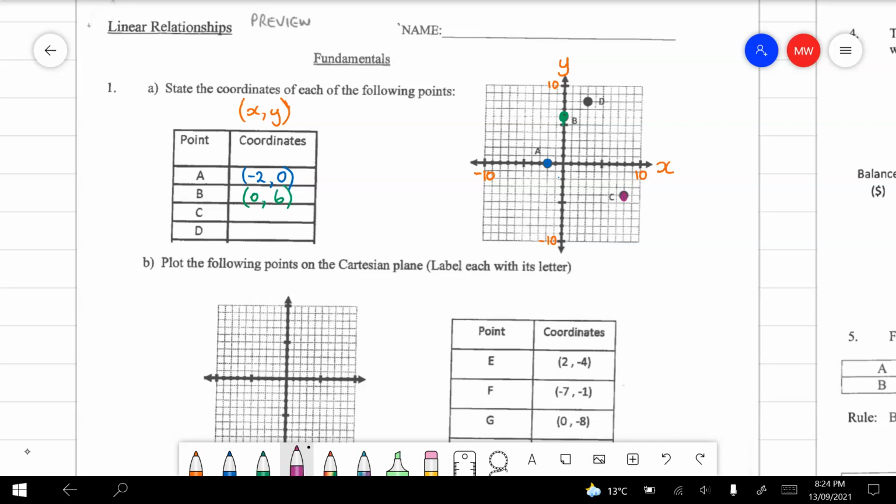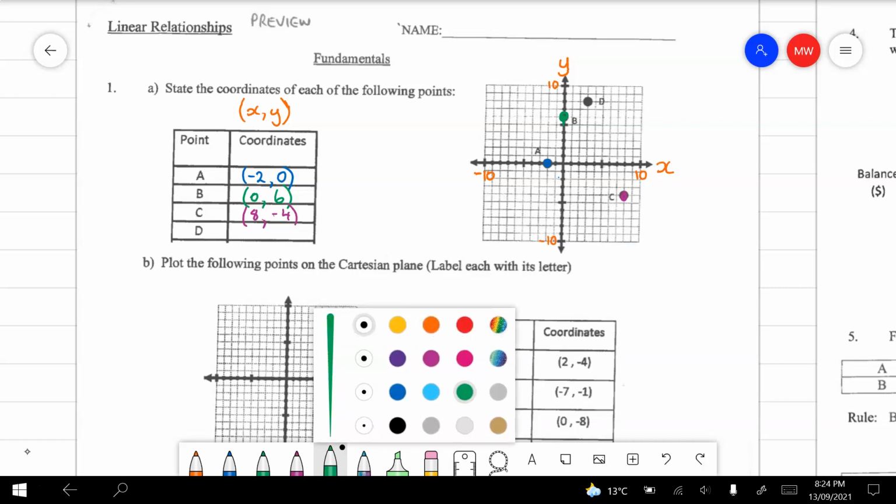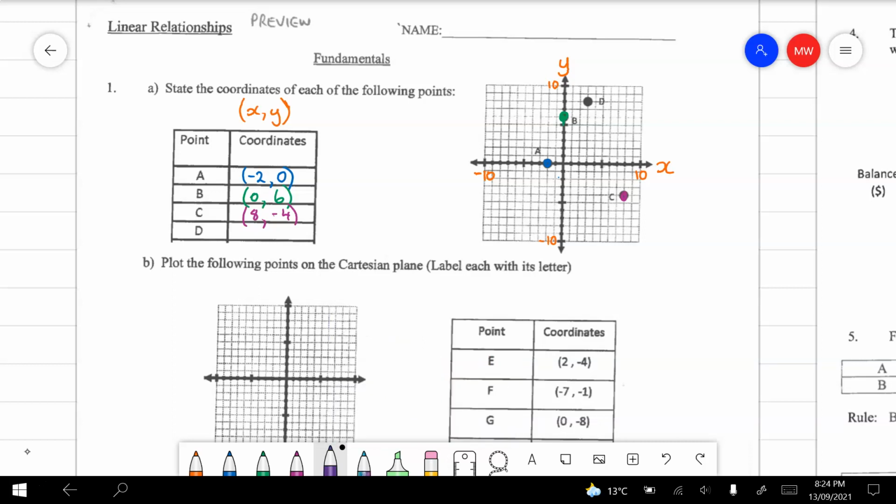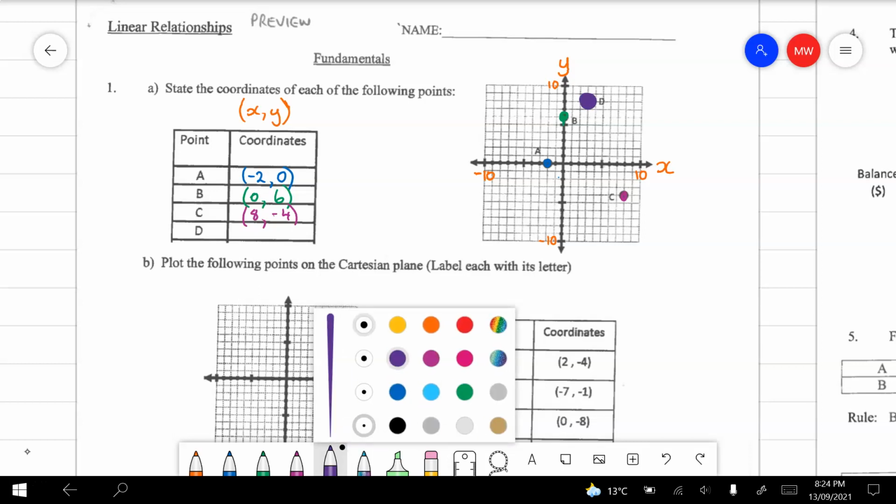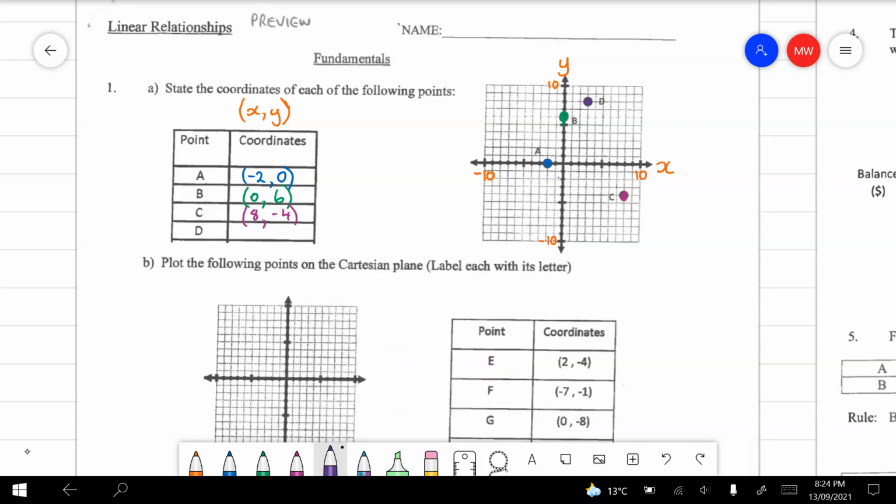In the case of C, we've left both axes. So in this case, what we've done is we've travelled over to positive 8, so our x value is 8, and then we've travelled down in a negative direction to minus 4, so our y value is minus 4. And the last one, which we'll do in purple, is our D. In this case, we have gone across to 3, so we've got an x value of 3, and then we've travelled up to positive 8. So we've got a y value of positive 8, and there are our coordinates.